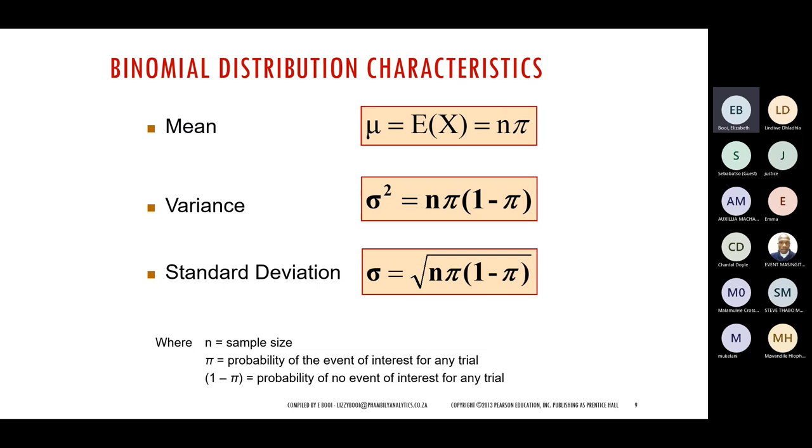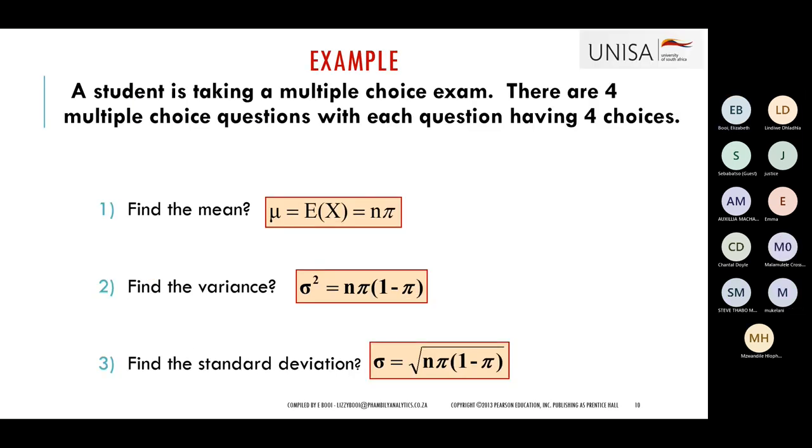So how do we do that? A student is taking a multiple choice exam. There are four multiple choice questions, with each question having four choices. So it's 4, 4, 4, 4, 4. Very confusing, right? But don't worry. We know that the student is taking a multiple choice question. In a multiple choice question like we have been doing, there will be one correct answer, unless they tell us that there are two correct answers, but there's always going to be one correct answer.